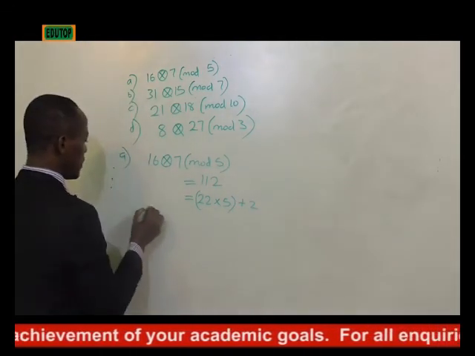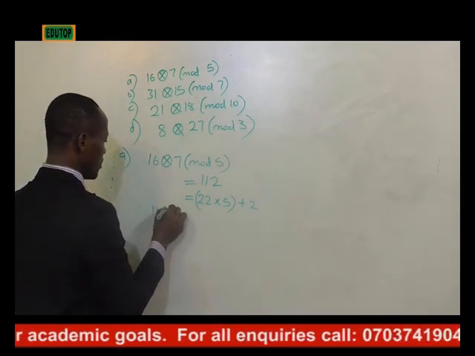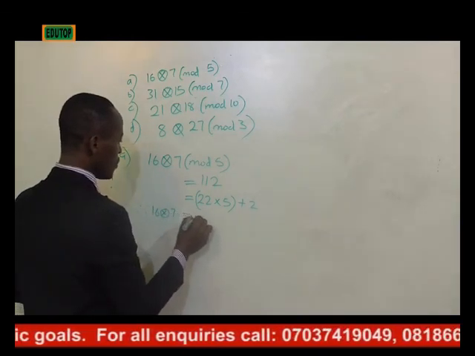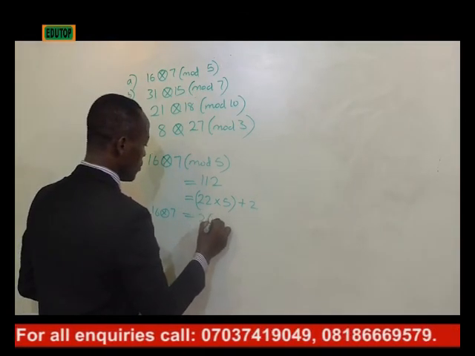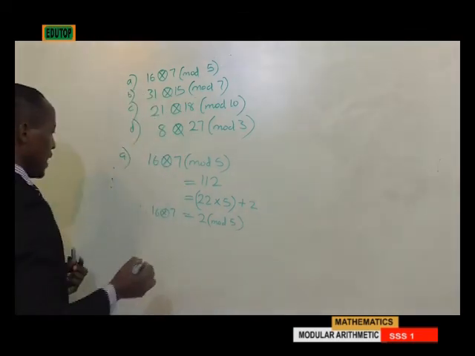So you can therefore say that 16 times 7 is equal to 2 modulo 5. We can try another method.